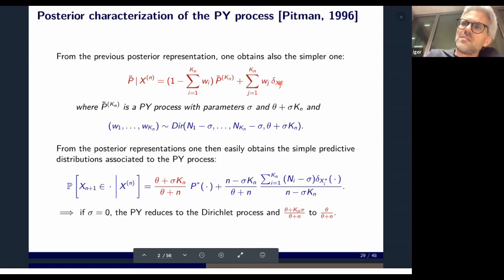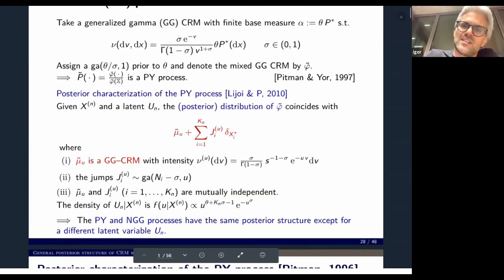And jointly, the masses attached to the observations and to this updated Pitt-Manure process have a Dirichlet distribution like this. Okay, that's the most popular posterior representation of the Pitt-Manure process, given by Pitman in '96. The point I want to make here is that this representation you immediately obtain by marginalizing out the latent variable in the posterior representation.